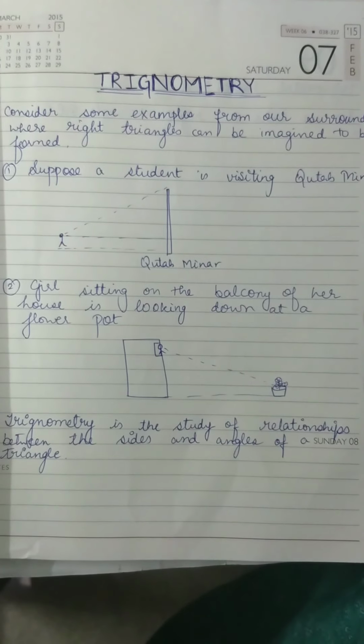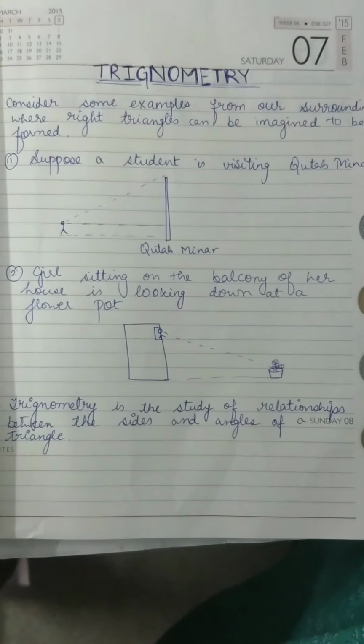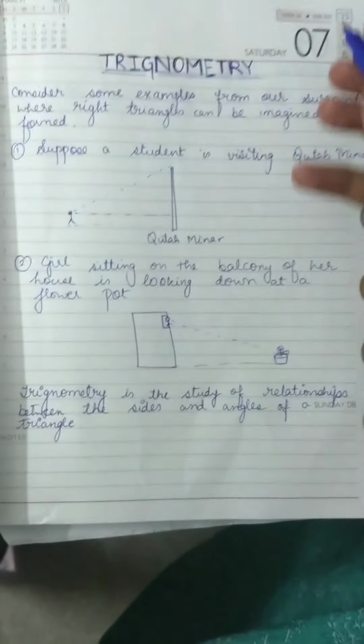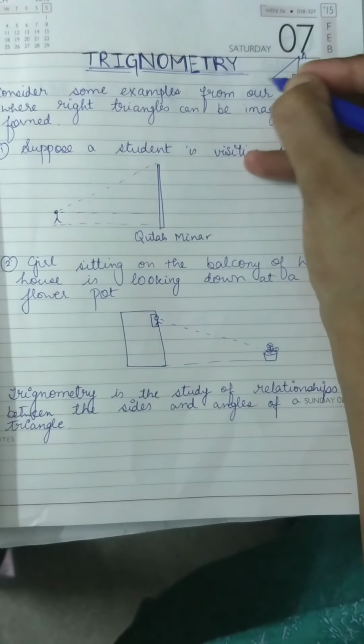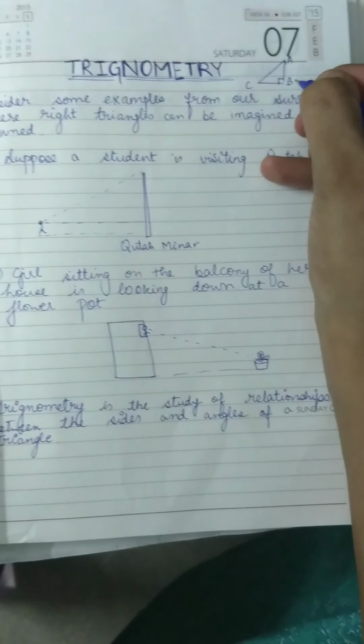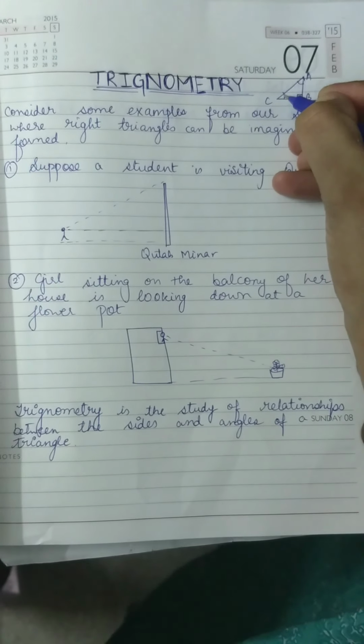Now we will study a new topic, trigonometry. This is new for you, so please understand it carefully. We have already studied right angle triangles. See, this is a right angle triangle in which one angle is 90 degrees. This is a right angle triangle ABC where angle B is 90 degrees and A and C are some acute angles.